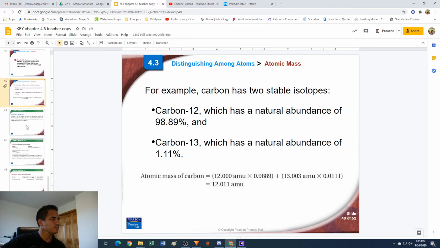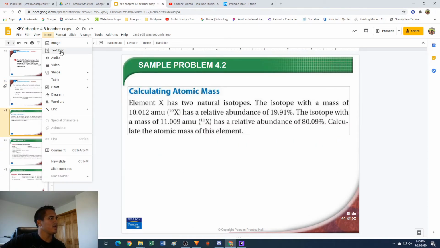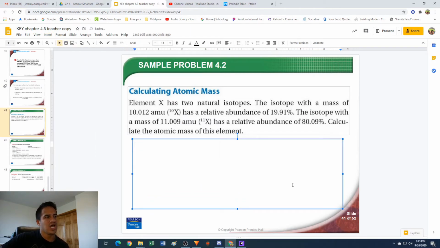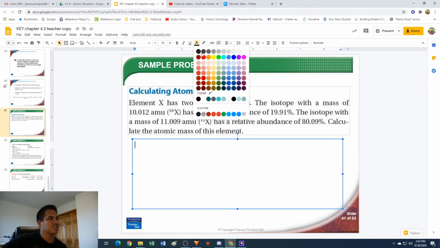All right, let's take a look at another example problem. It says element X has two natural isotopes. The isotope with a mass of 10.012 AMU, which is isotope X10, has a relative abundance of 19.91%. The isotope with a mass of 11.009 AMU, or X11, has a relative abundance of 80.09%. Calculate the atomic mass of this element.